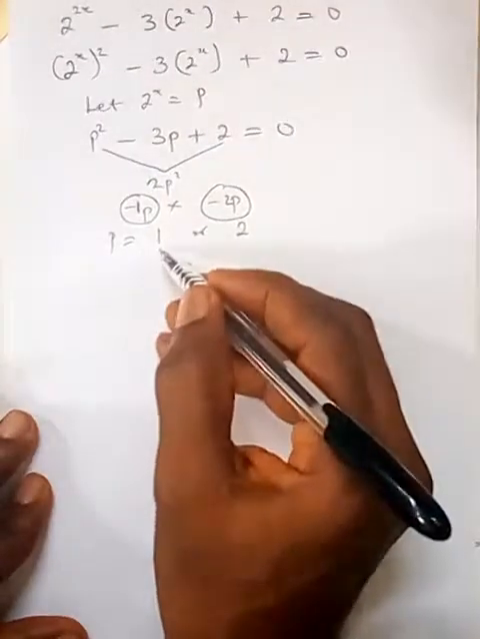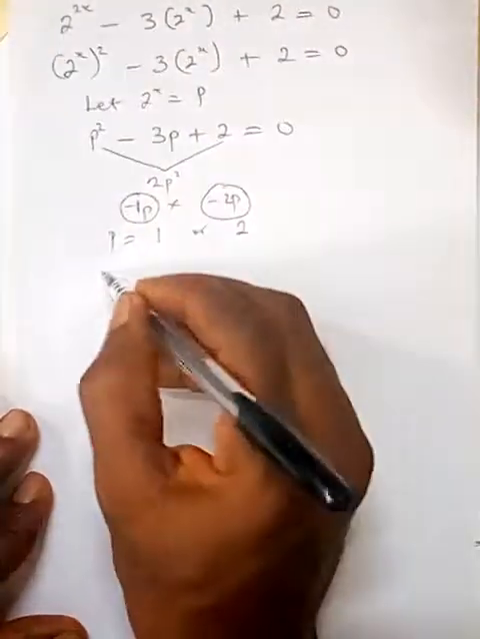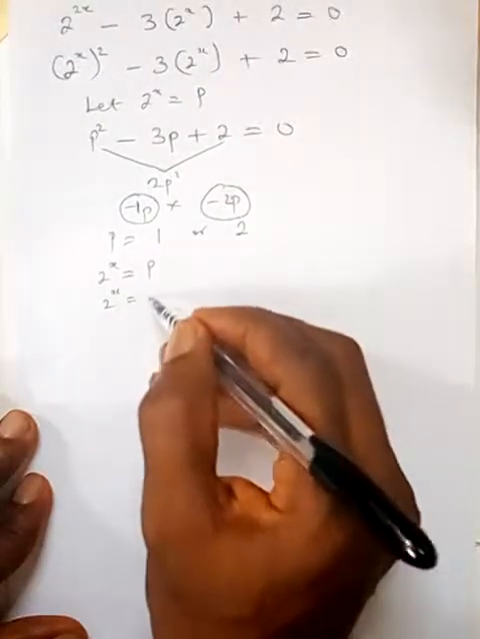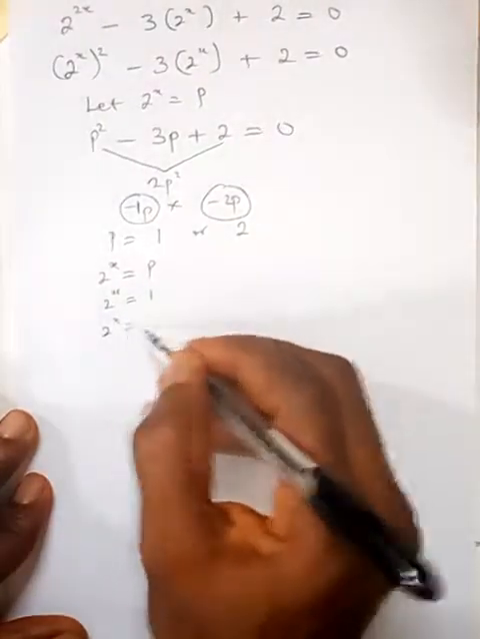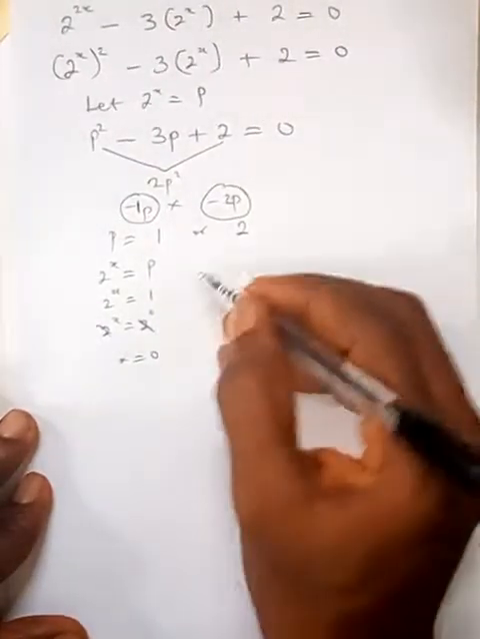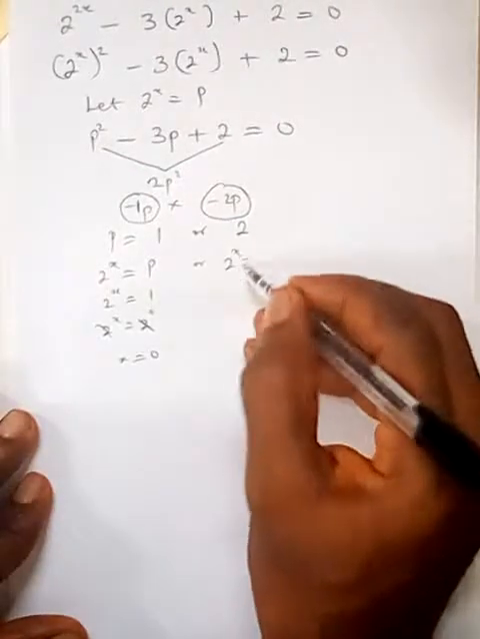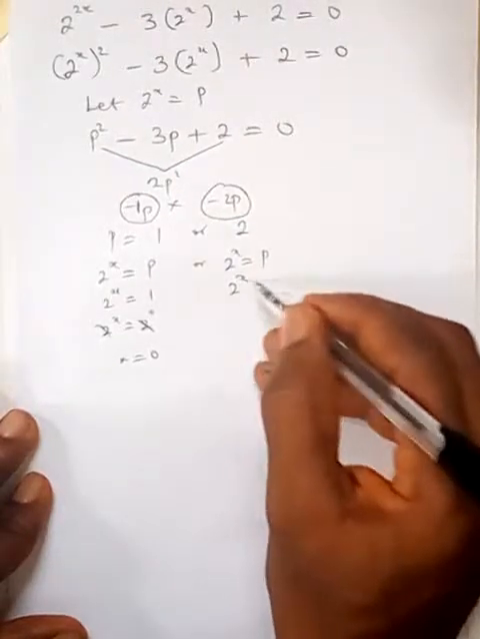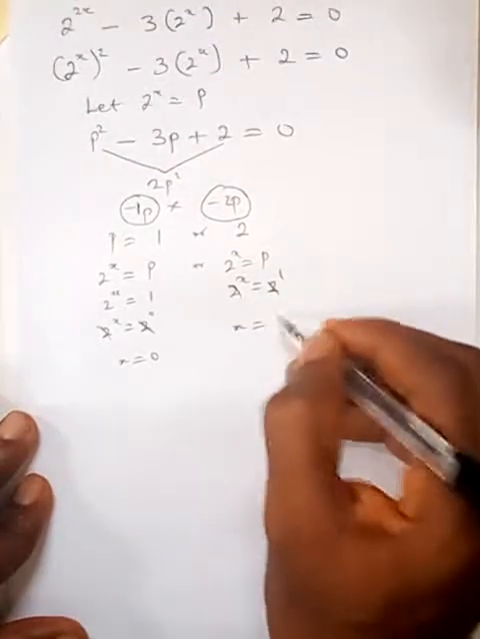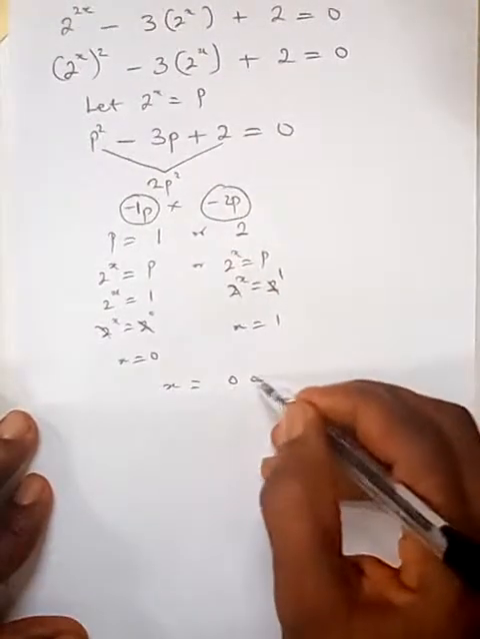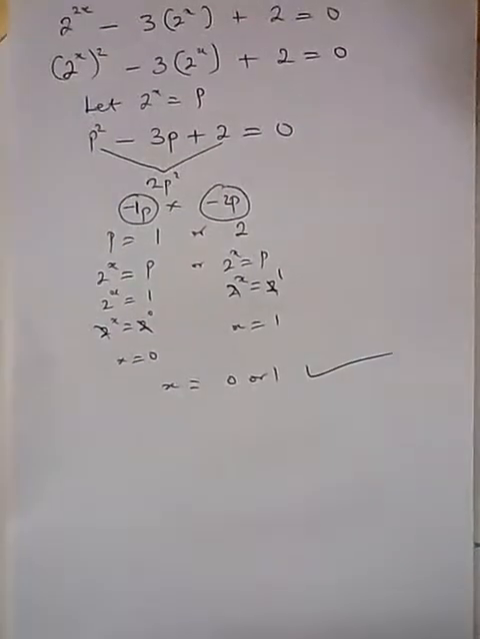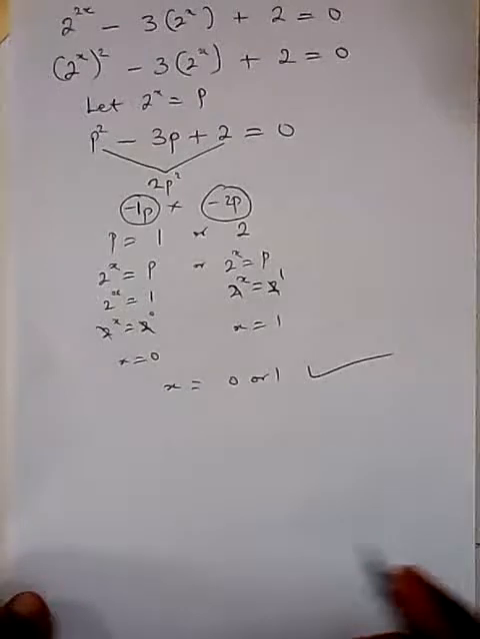So when p is 1, if we put 2 raised by s is equal to p, p is 1, now it means 2 raised by s is equal to 1. 2 raised by s is equal to 1 is 2 raised by 0, so s is equal to 0. Or 2 raised by s is equal to p. When p is 2, 2 raised by s is equal to 2. 2 is the same as 2 raised by 1, so s is 1. So s is 0 or 1. Okay, I hope you're understanding what we're doing here.